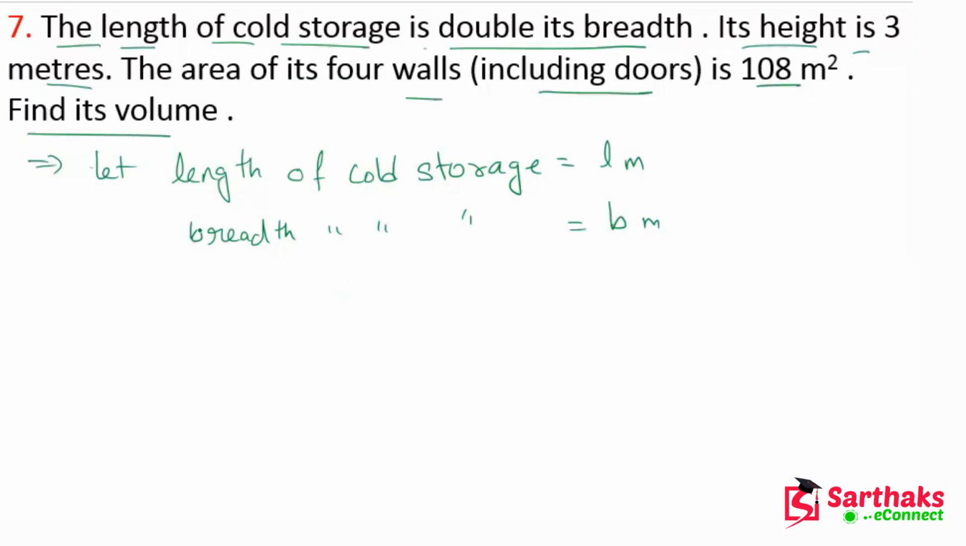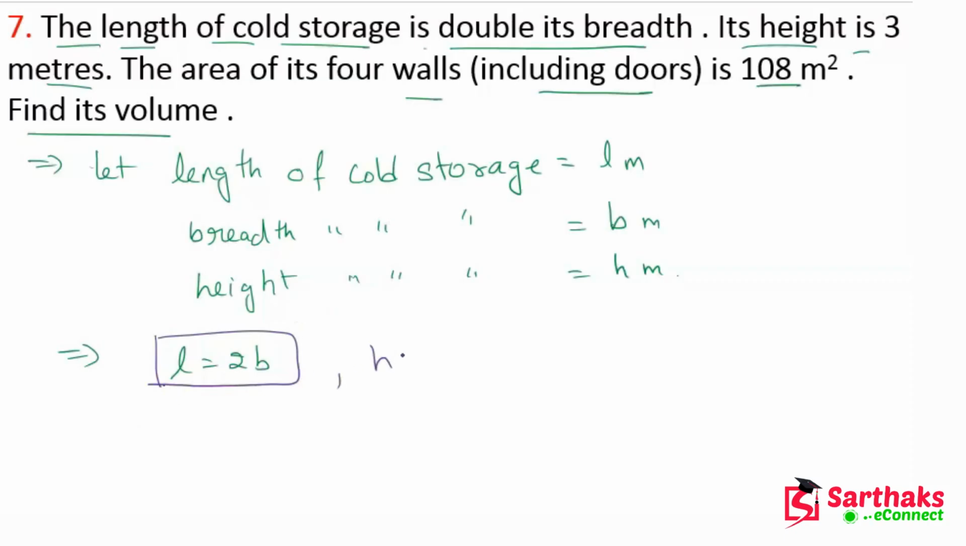Okay, my dear friends, the height of the cold storage is H meter. So we have L, B and H. According to the question, length is double its breadth, so we can write L is equal to twice of B. And we have H is equal to 3 meter.